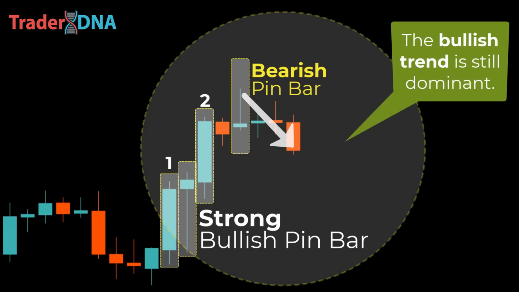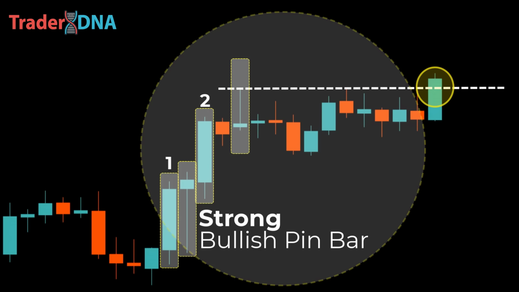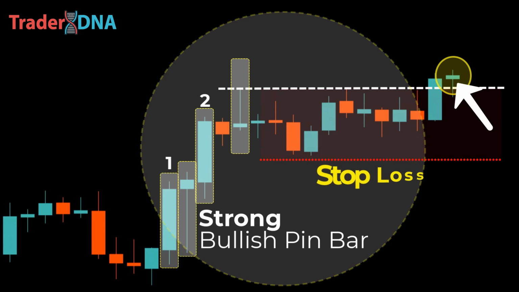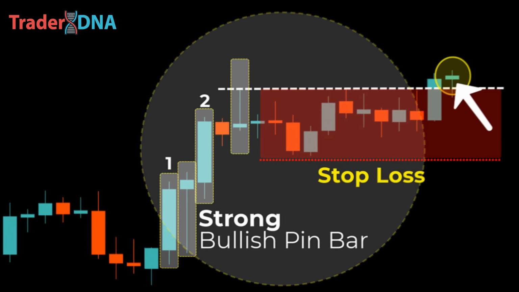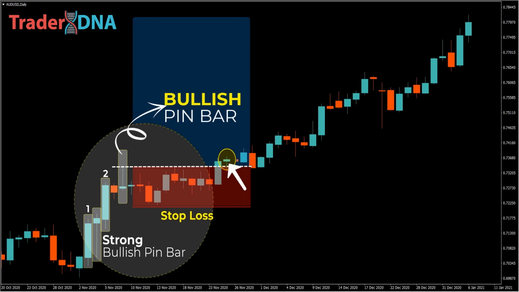The bears tried to push the price down, but they simply didn't have enough strength. And then the price shoots back up, breaking above the high of that bearish pin bar. This is our confirmation. The uptrend is resuming. So what's the right move here? Enter a buy position at the start of the next candle with a stop loss placed just below the most recent swing low. And boom, the price surges higher, delivering massive profit.